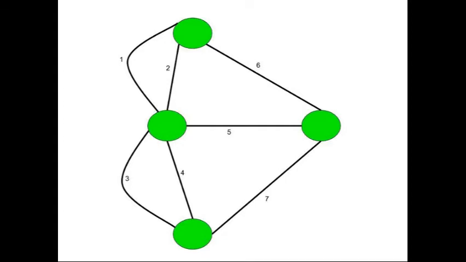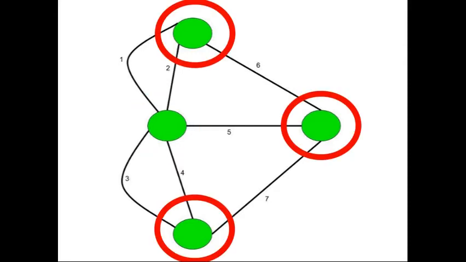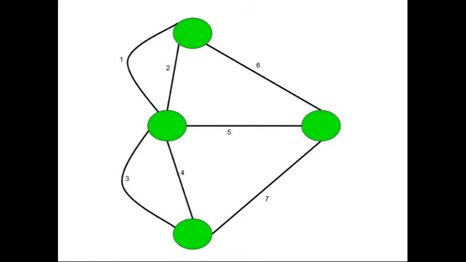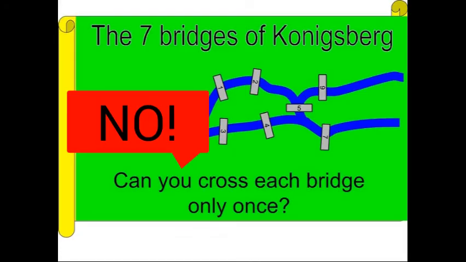However, all four of the land masses in the original problem are touched by an odd number of bridges. One is touched by 5 bridges, and each of the other 3 is touched by 3. Since at most, only 2 of the land masses can have an odd number of paths to serve as the endpoints of the walk, there is no way that we can walk all 7 bridges only once.